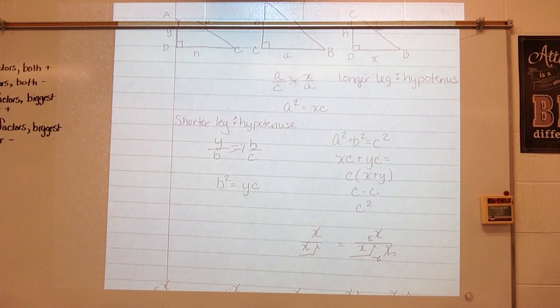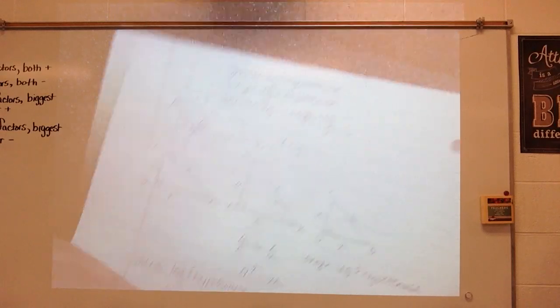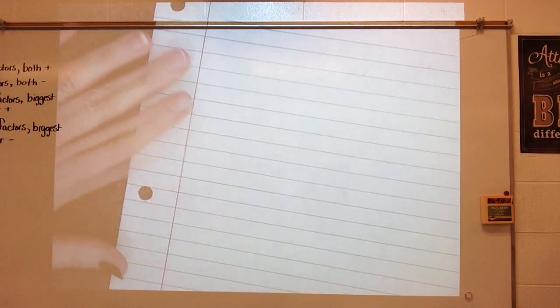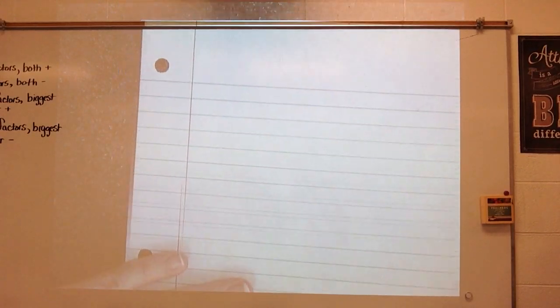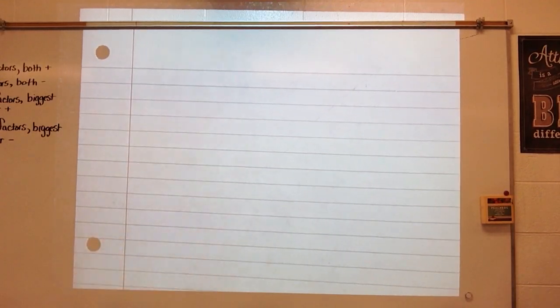Alright, so next we need to show that the converse of the Pythagorean theorem is true. So we're going to be looking at the converse. If you remember, converse is the opposite. So the converse of the Pythagorean theorem: if a triangle has side lengths A, B, and C, so that A squared plus B squared is equal to C squared, then the triangle is a right triangle with C as the length of the hypotenuse.